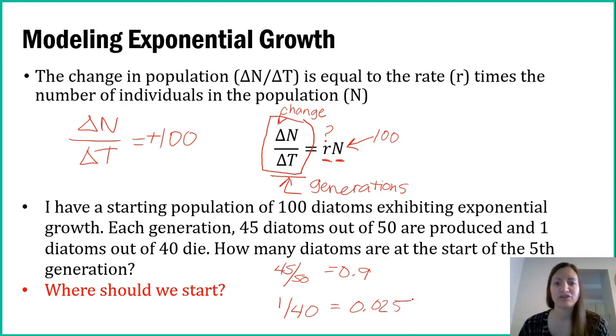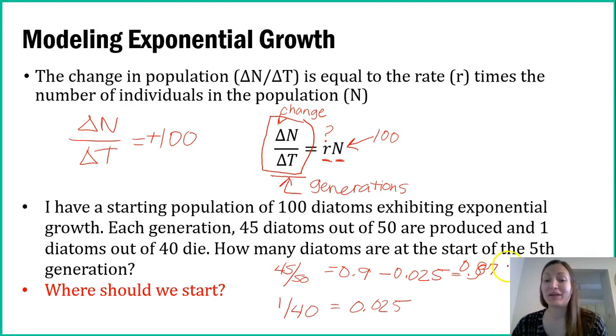And so that's what you guys should do. So I have 0.9 minus 0.025, which equals 0.875. And definitely keep these decimal places for the R value, decimal places matter. I would say for R, for future problems, do 3 decimal places.